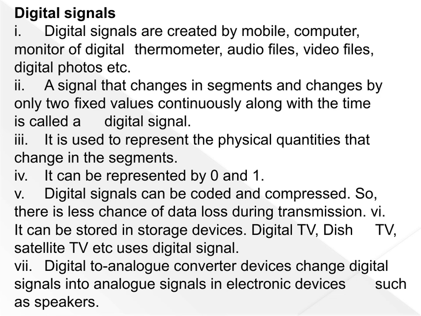Because digital signals can be coded and compressed, the chances of losing data during transmission are significantly reduced. This is crucial for maintaining quality and integrity across communication channels. Digital signals are also stored easily in various storage devices, which is why we see digital TV, satellite TV, and dish TV all relying on digital signals to deliver content seamlessly.